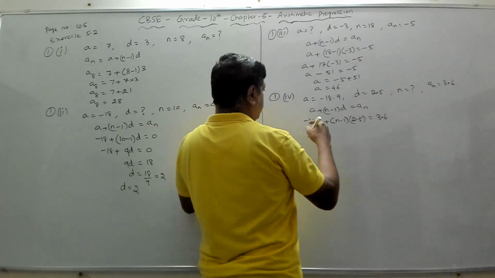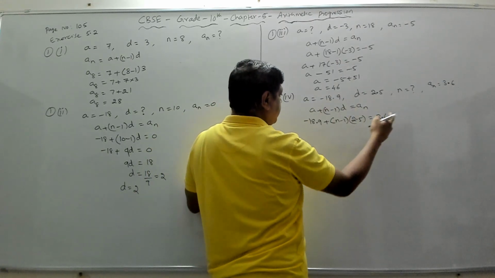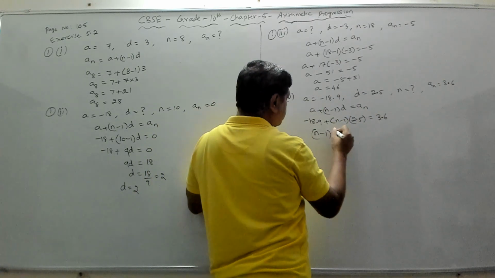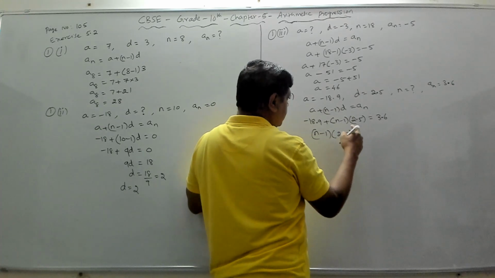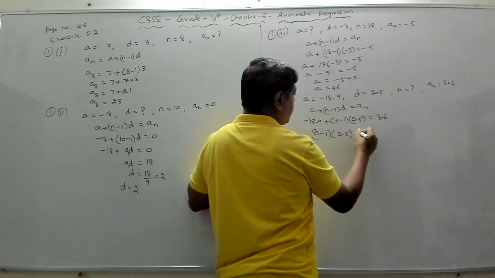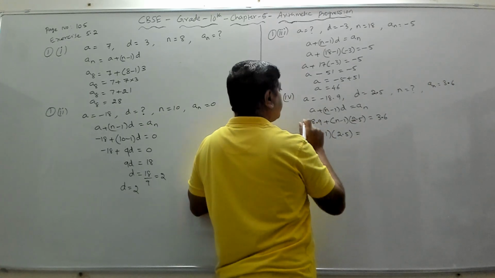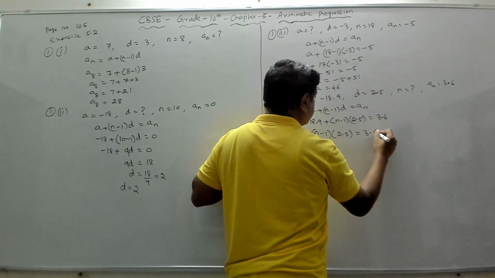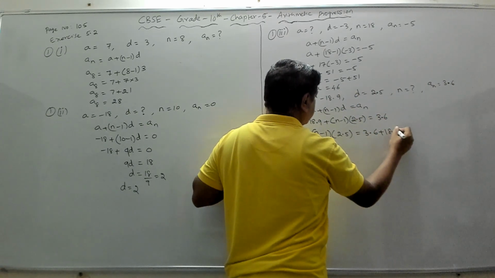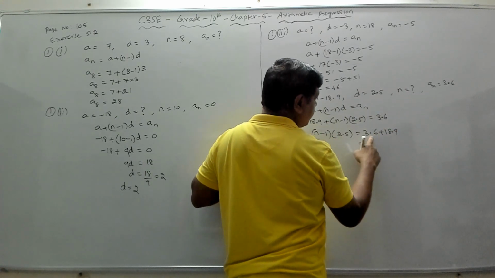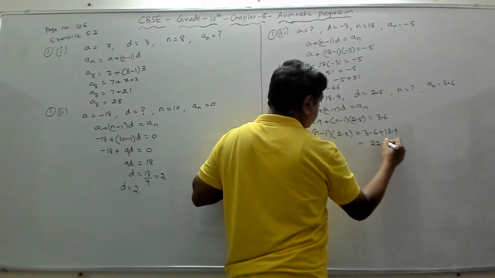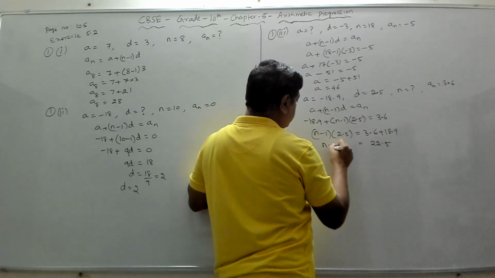Right? Now we'll take this minus 18.9 to the other side. So we get N minus 1 into 2.5. Let's not multiply. Let's keep this 2.5 as it is. This minus 18.9 goes to the other side. So this is 3.6 plus 18.9. Right? That will become 22.5. That is your N minus 1 into 2.5.